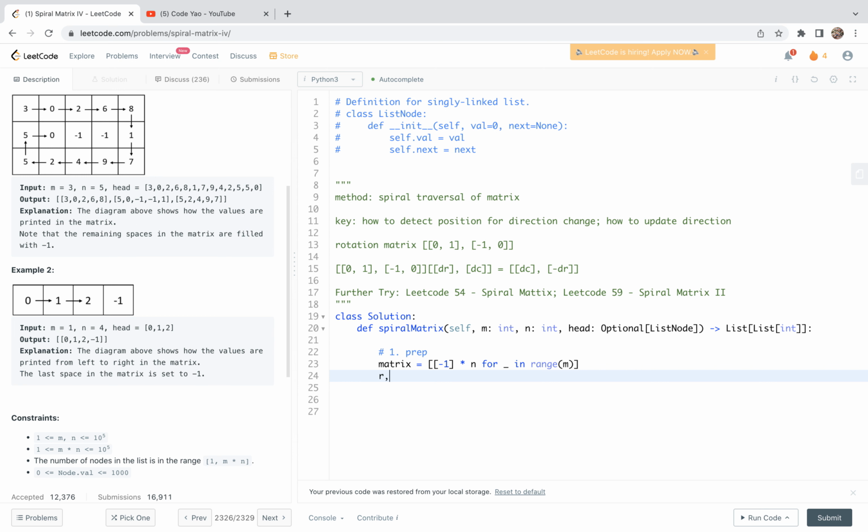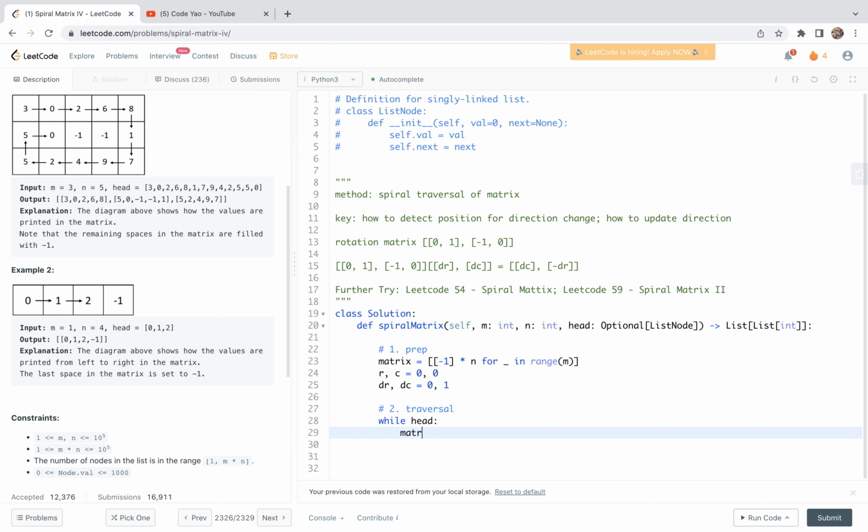With that said, we also need to set the first position. We're going to start the traversal at 0, 0. The original direction, which I'll call dr, dc, is the horizontal direction to the right. So the row index does not change, but the column index will change by 1. With that said, we are ready to do the spiral traversal. This is basically a while loop, while height. What we are going to do is first set the matrix at the current position we are looking at to be the height value.